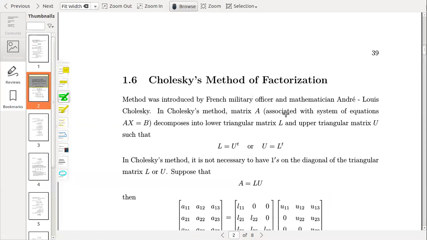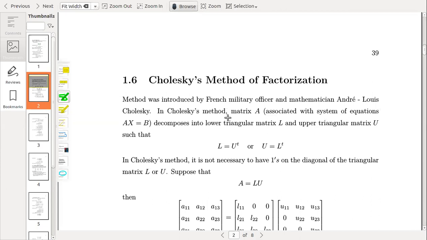Cholesky method of factorization means you have to factorize the given matrix of coefficients. The method was introduced by the French military officer and mathematician André Louis Cholesky. In French, we don't say Chulesky, we say Cholesky. That is the difference between French and English. So this man was a military officer and also a mathematician, André Louis Cholesky.